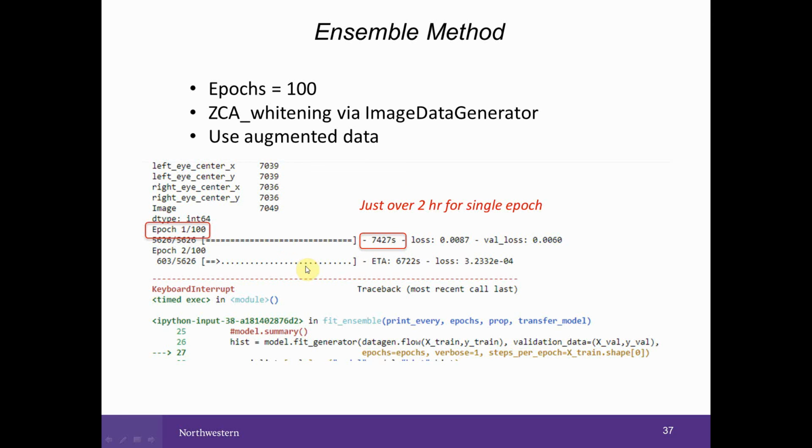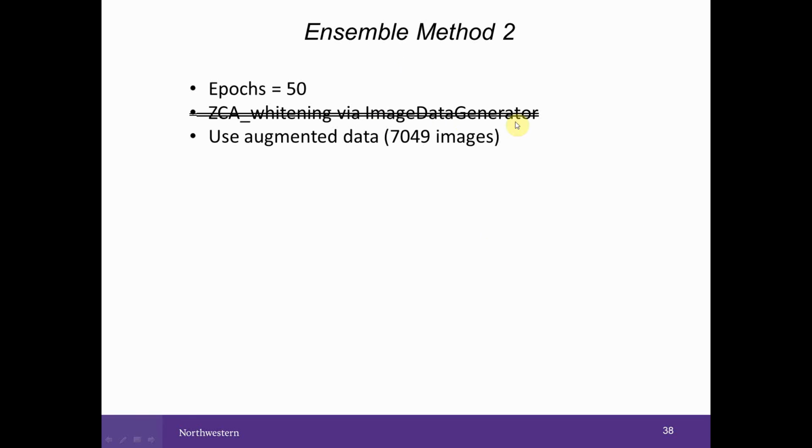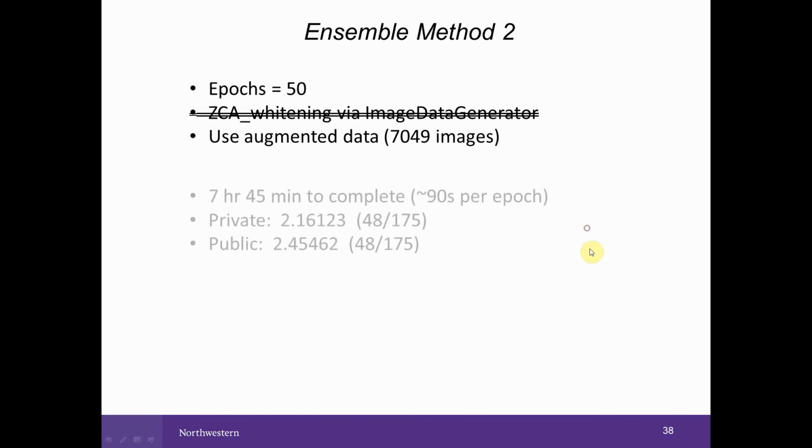So like, you know what, I'm not doing this. So I stopped it and said we have to reevaluate. Ensemble method 2 went down to 50 epochs, and I got rid of the ZCA whitening portion just to see if that would change things. Again, use the augmented data, the 7,000 images that we now have. And when I ran it, 7 hours and 45 minutes to complete everything.